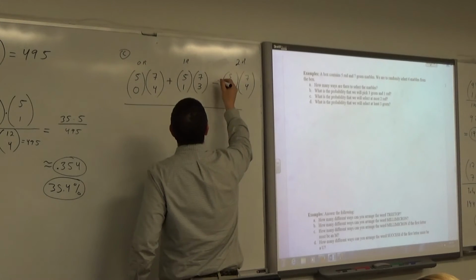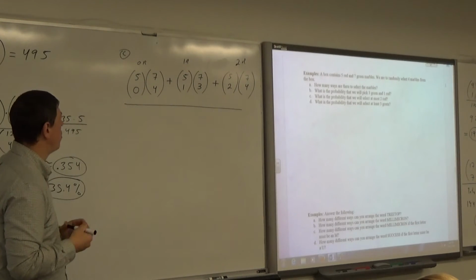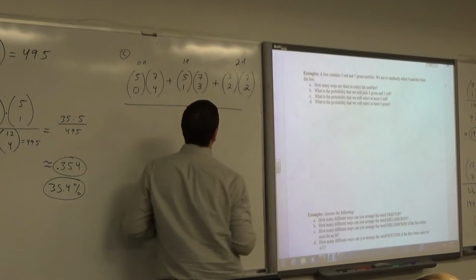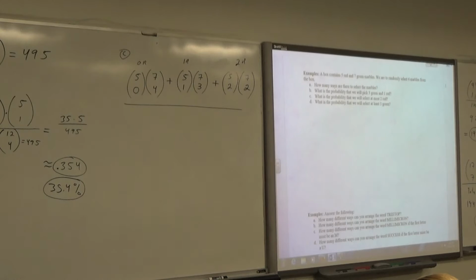Okay. And then, just like before, no, 7, no, 7, 2. I'm sorry, I went the other way. Sorry. Here we go. All right. So does that look good, guys? Any questions about that? Okay.